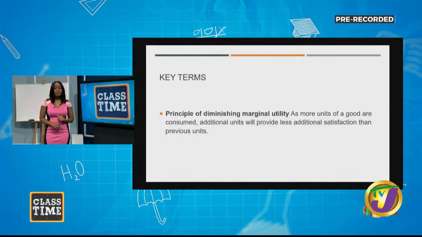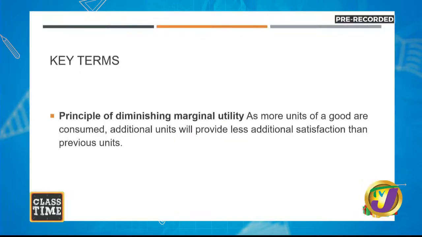There is the principle of diminishing marginal utility. And again, you'll hear diminishing this and diminishing that in economics more. So diminishing marginal utility is a concept which basically says, as you continue to consume more units of a good, each successive unit you consume will give you less satisfaction than the previous unit.